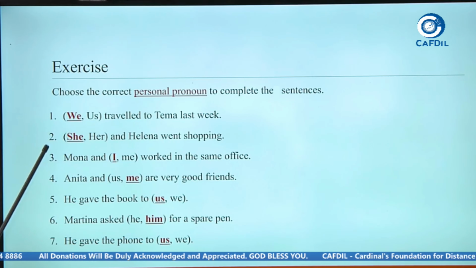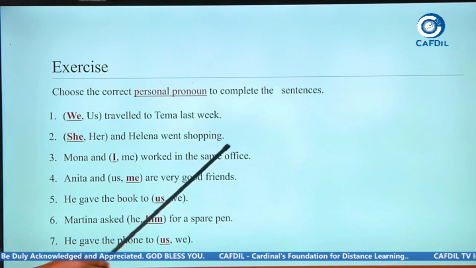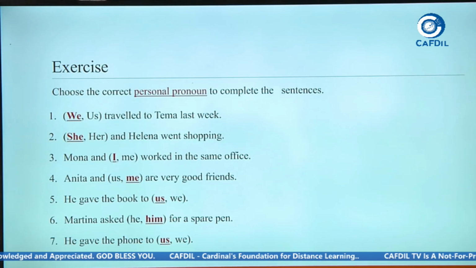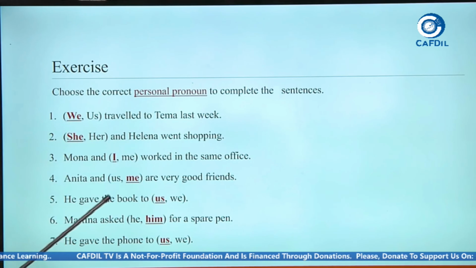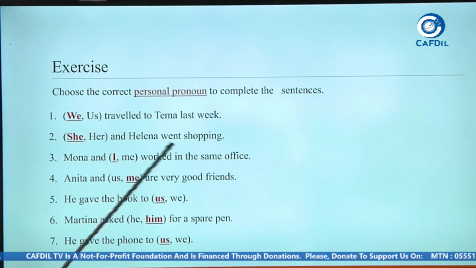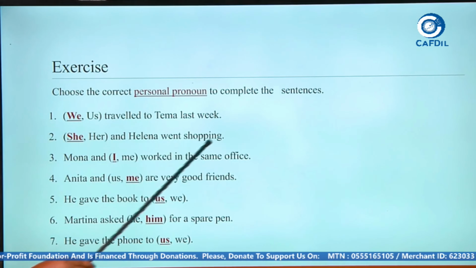The second sentence. We have she, her, and Helen went shopping. Let us all work together to find the right answer. Which shall be the right answer? Which one? She. Good. Let's read it together. She and Helen went shopping.